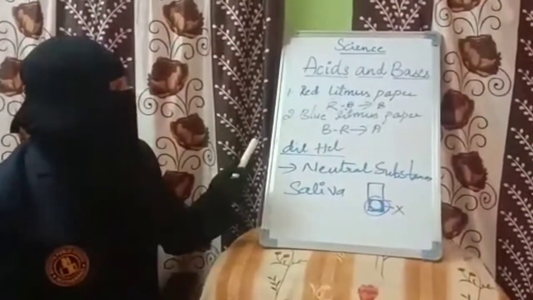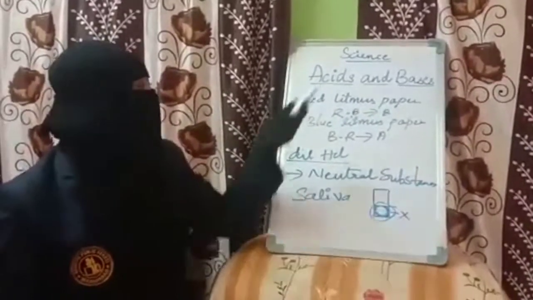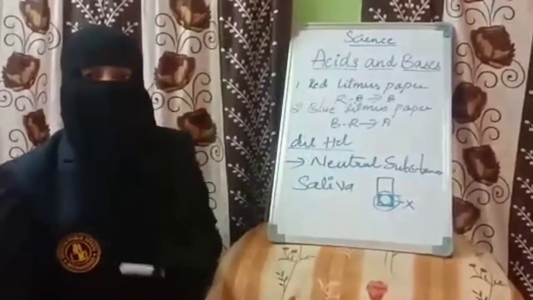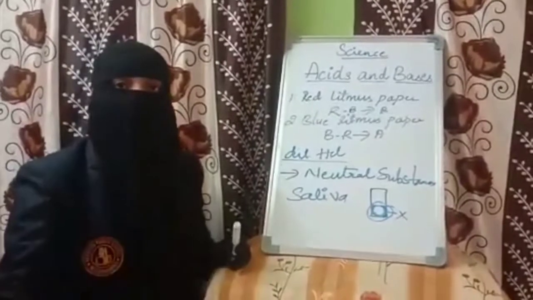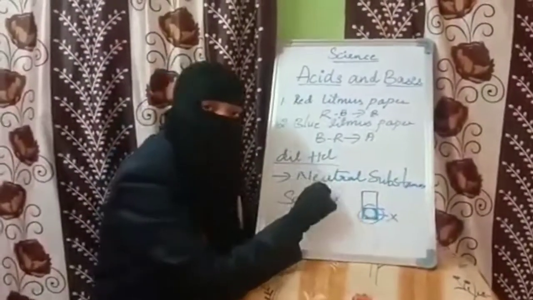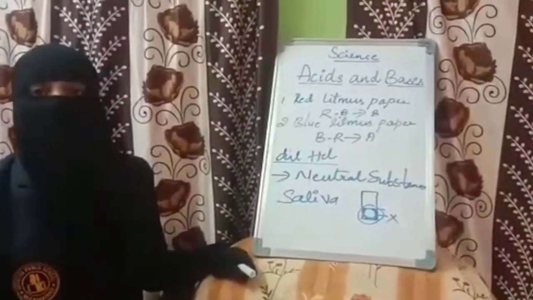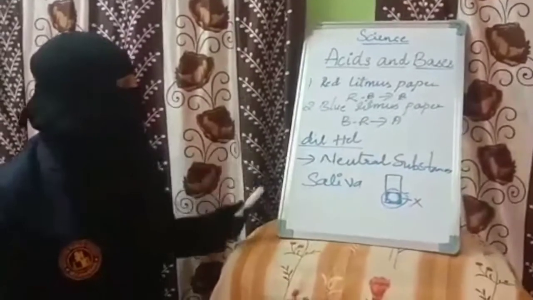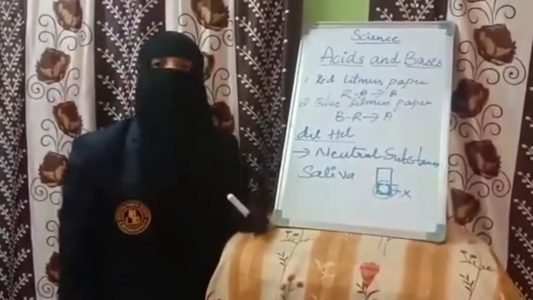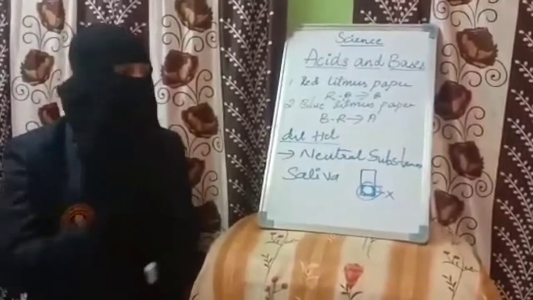The substances which convert blue litmus to red are called acids. The substances which convert red litmus to blue are called bases. The substances which do not show any change on the red litmus paper or on the blue litmus paper are called neutral substances. So red litmus paper and blue litmus paper are natural indicators. As I said already, red litmus and blue litmus are obtained from lichens. Now, as I said, we have to test some of the materials present in our home.